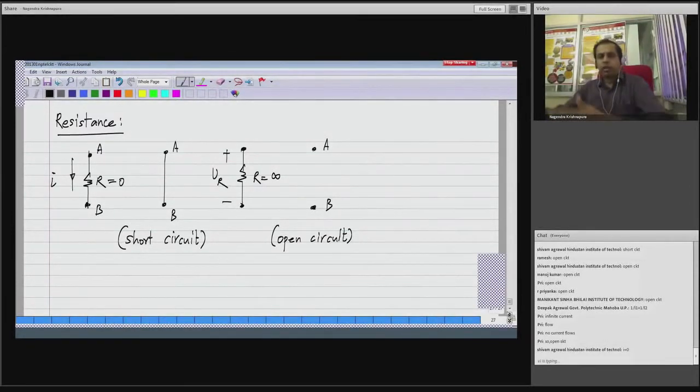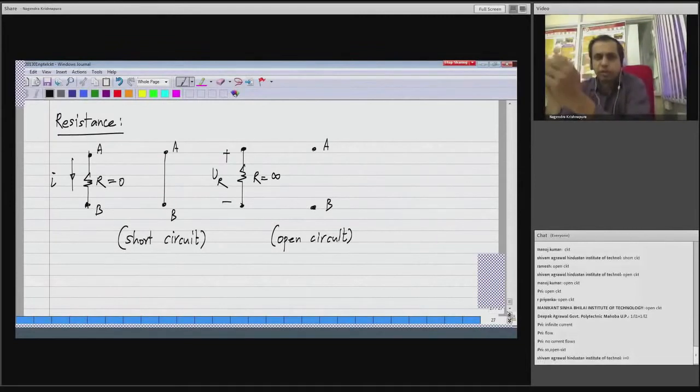Now, why are we looking at these things? Sometimes we have to evaluate these extreme cases. Sometimes also you want to reduce the value of some element to 0 or infinity and then see what happens to the circuit. So if you know that it's a short circuit or an open circuit, you can very easily evaluate that.